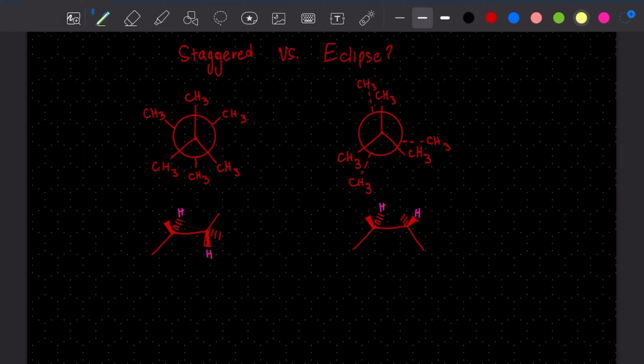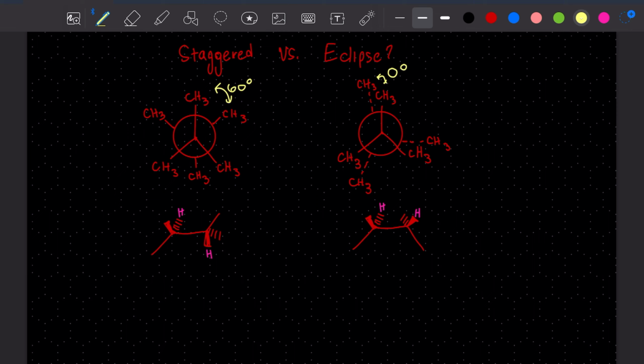So staggered Newman projections are always going to have bonds at 60 degrees. On the other hand, eclipsed conformations like these, our bonds are basically on top of each other, and they're right next to each other, so their degree is 0, and that's because they're on the same face.